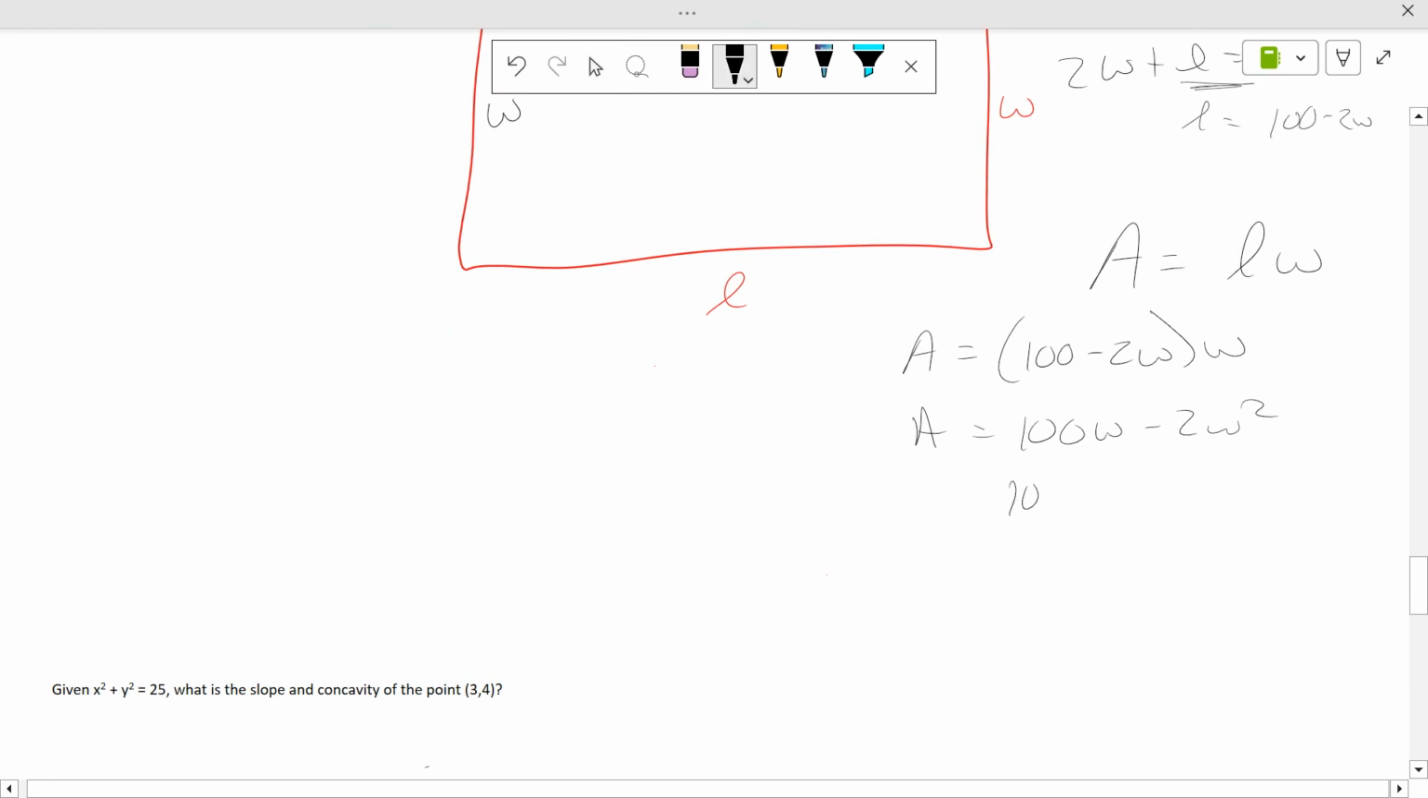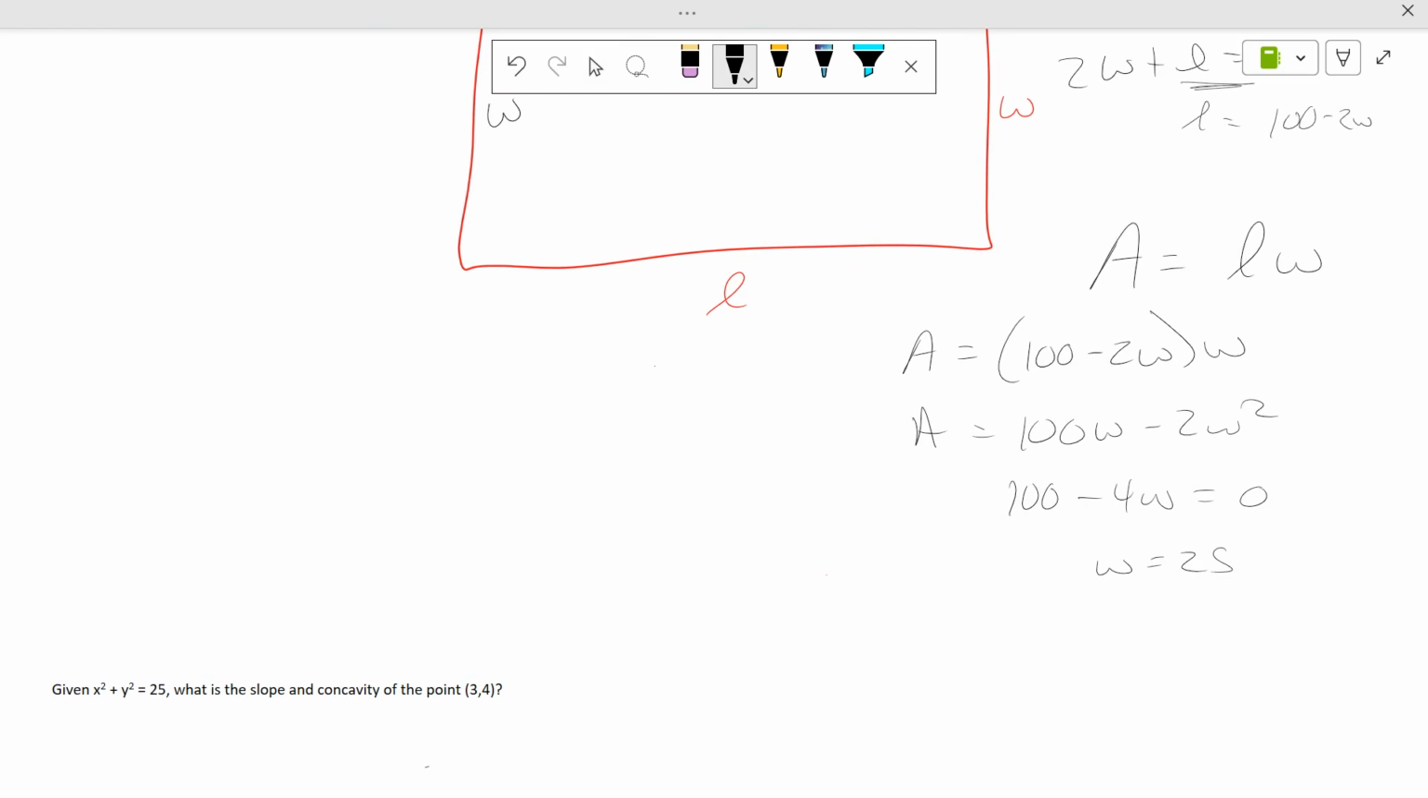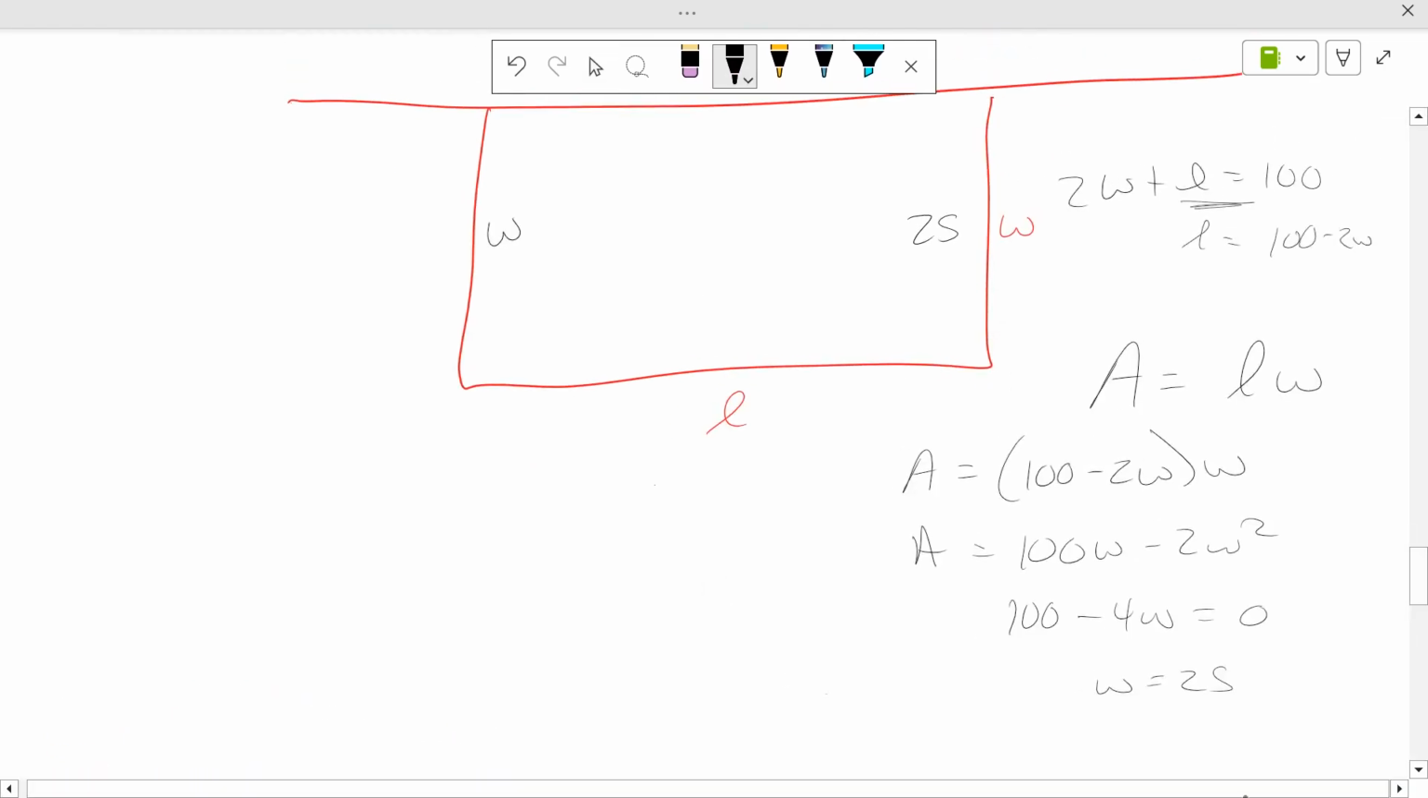First derivative, 100 minus 4W equals 0. Well, W must equal 25. So if your width is 25 and 25, what's left for your length? 50. There you go.